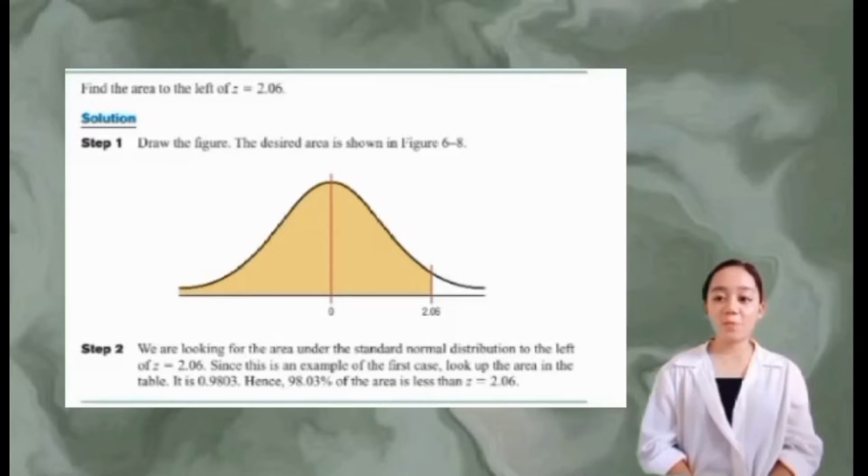Since this is an example of the first case, look up the area in the table. It is 0.9803. Hence, 98.03% of the area is less than z, which is equal to 2.06. As you can see, the shaded part is from 2.06 up to the left side because we are asked to find the area to the left of z, which is equal to 2.06.